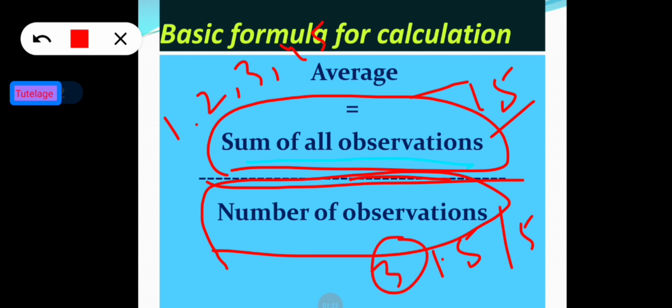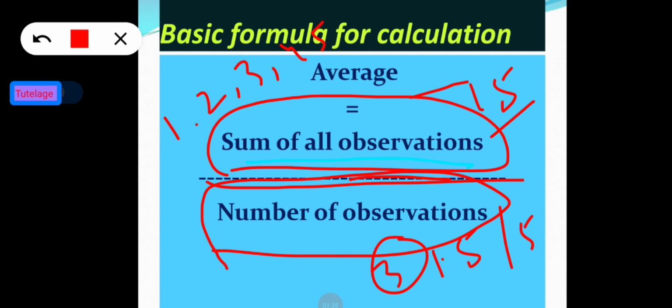I think this is clear. What is the basic formula of average? So average is equal to the sum of all observations in the series as the numerator, which is divided by the number of observations as the denominator.